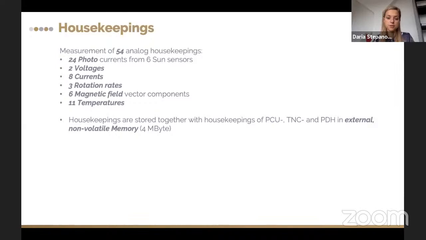Housekeeping is stored from the PCU, TNC, and PDH, so it's using the external memory for that. Basically, the OBC is collecting its own telemetry, and the power system is collecting telemetry about the power consumption of all the satellite modules, then transferring these to OBC storage, and the OBC stores all this housekeeping data inside.